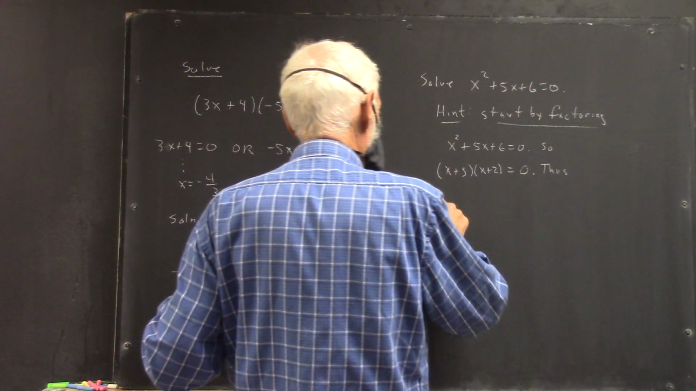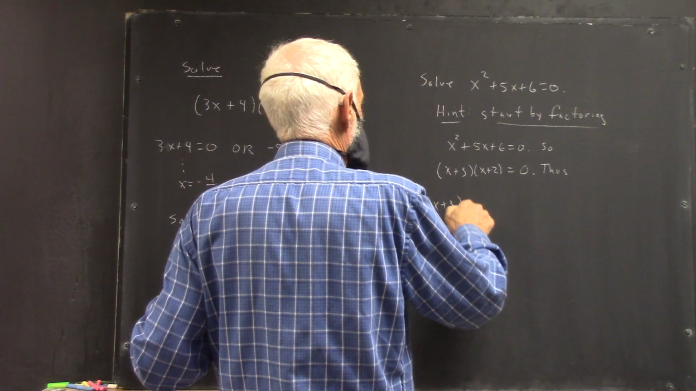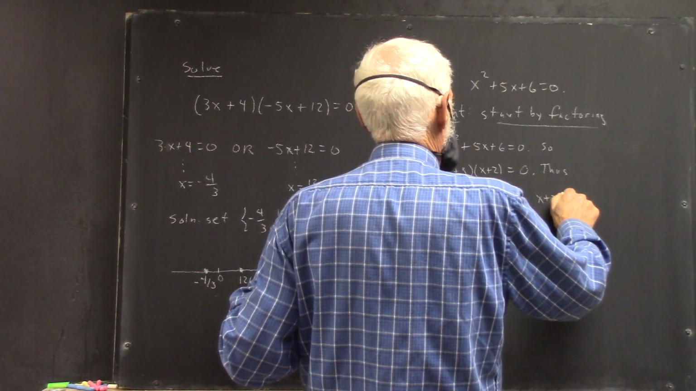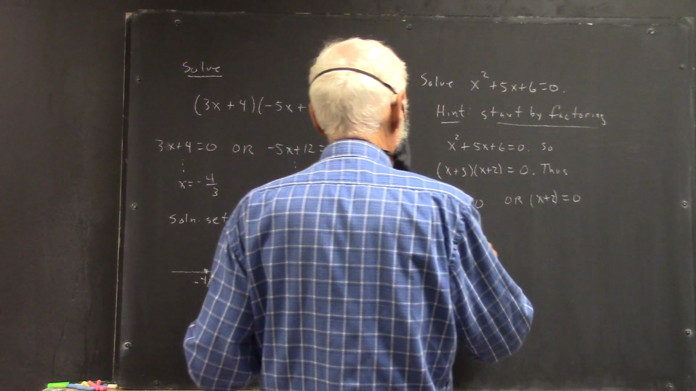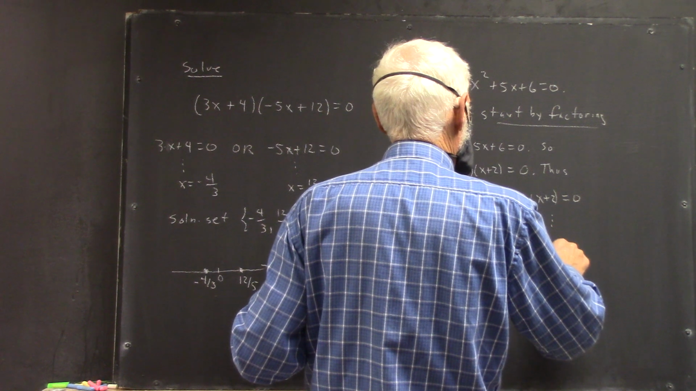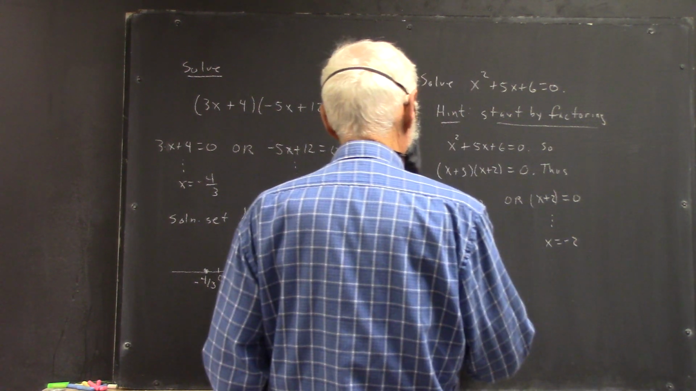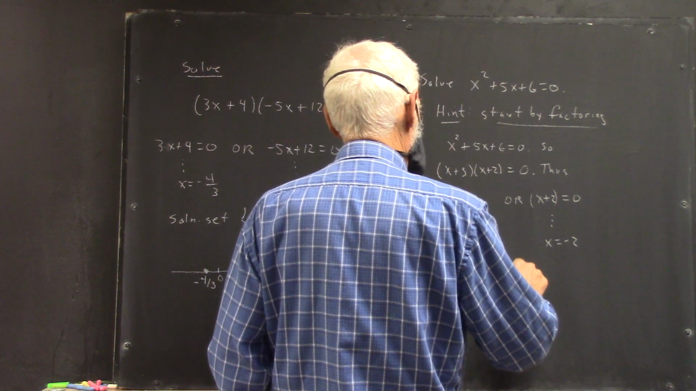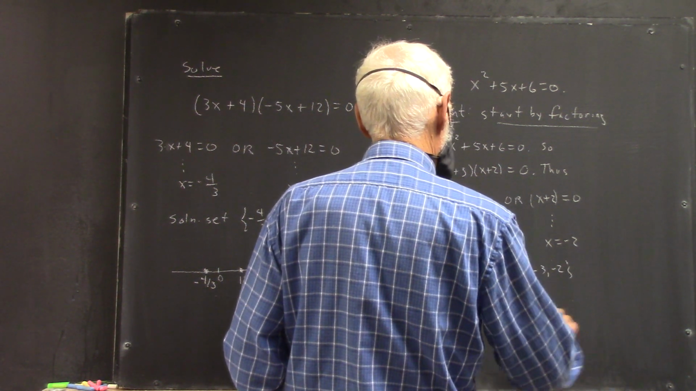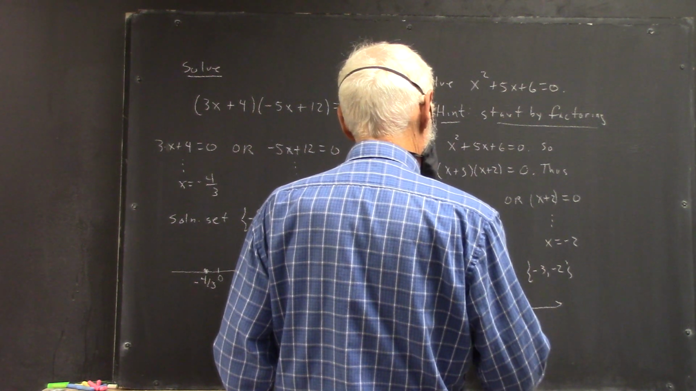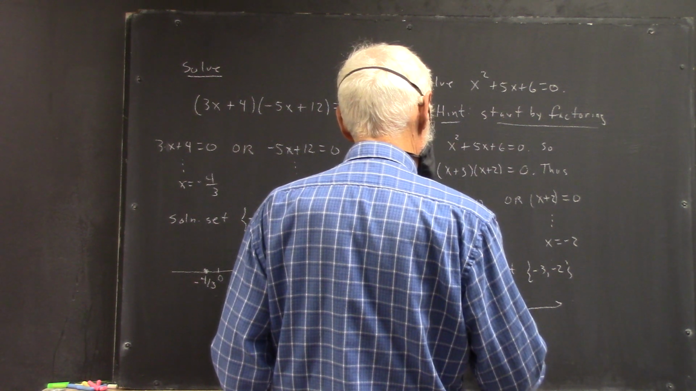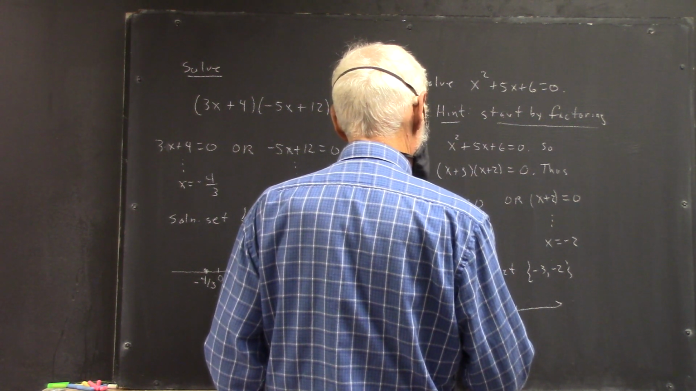Then x plus 3 equals 0, or x plus 2 equals 0. And you solve this and you get x equals -3, and you solve this and you get x equals -2. There's your solution set. If this is 0, then -2 is here. -3 would be good.